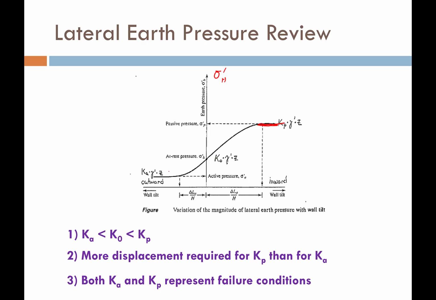Now the third observation we can make is that both of these cases, the passive and the active, level out. And because they level out, that means they represent failure conditions in the soil. Now, we often have a negative connotation with failure, but in this instance, there really is no negativity. It just is. It means that the movement of the wall has caused a shear plane to develop in the soil. So maybe a better way to say this would be both Ka and Kp represent the development of shear planes in the soil, fully mobilized shear planes.